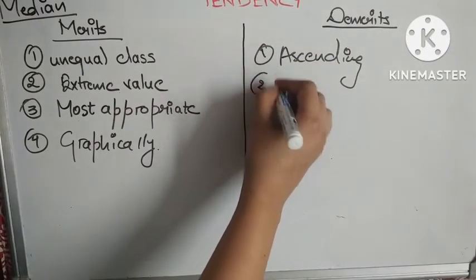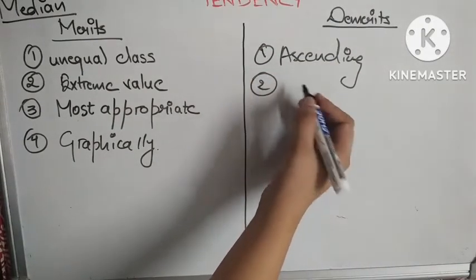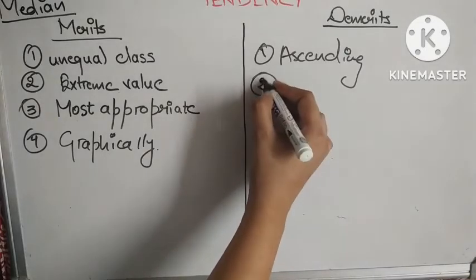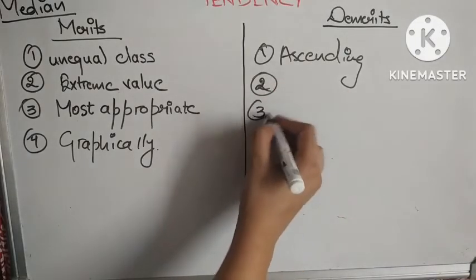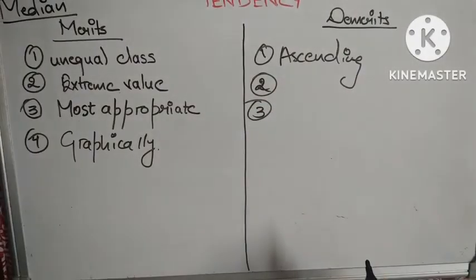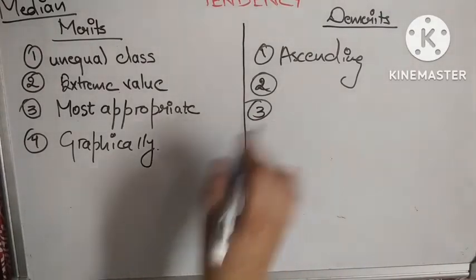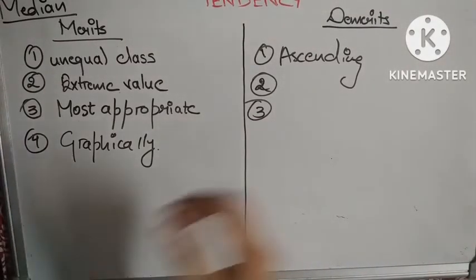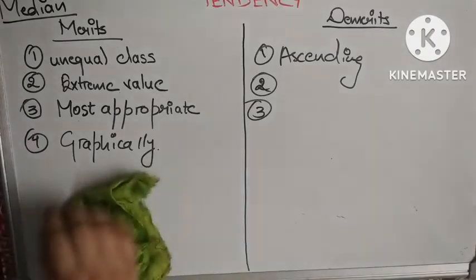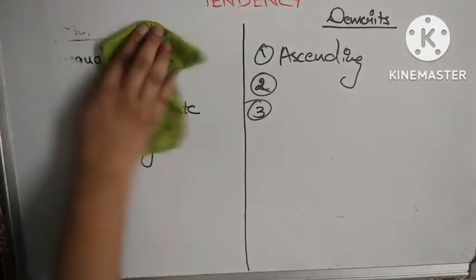Then second, it is a positional average, so the value is not determined by all the observations. It is not capable of further algebraic treatment, and it is not calculated for qualitative data. So this way we have seen the merits and demerits also. So let me write down to sum up what we have seen.